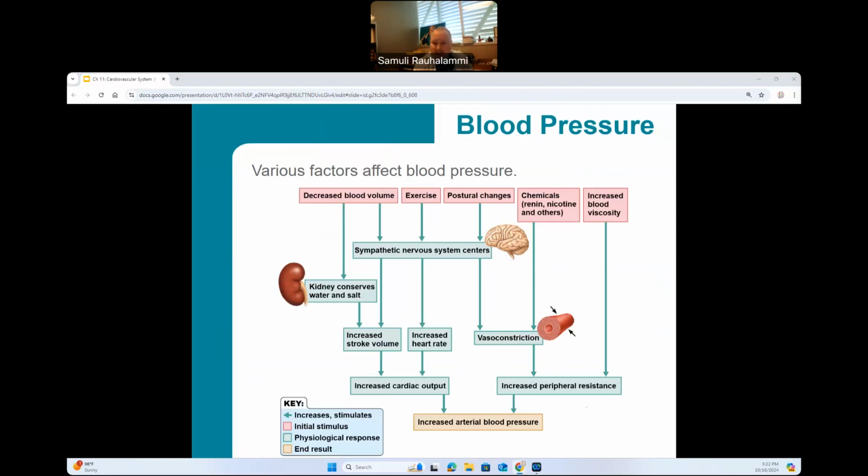So really, it is an interplay of many factors that are at play at the same time simultaneously. And we're constantly adjusting these factors in the body. We're constantly adjusting blood pressure, both in short and long-term responses.